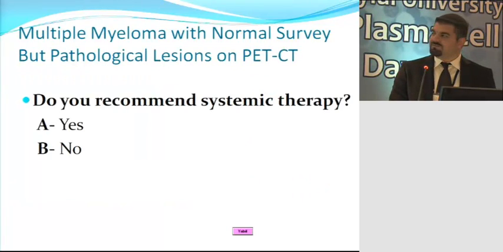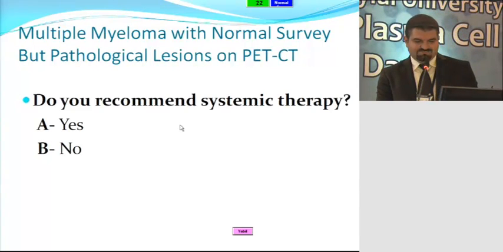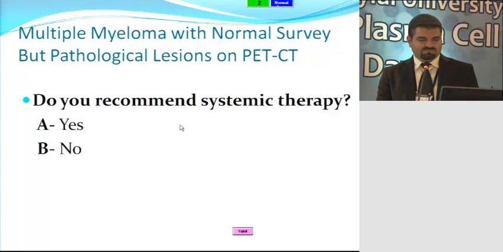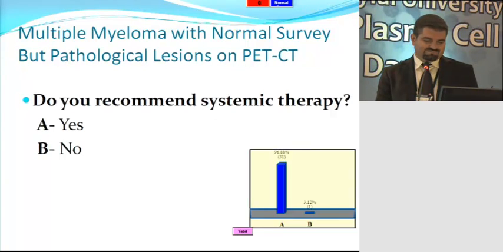And now, do you recommend systemic therapy? Let's vote, A or B. I would like to make one point clarified: do you think that these bone lesions, since they were there, need to be treated or not? Because there is no plasmacytoma as far as I can see from the PET-CT. I think we agree, 96% recommend systemic therapy. Our population likes to treat. Yeah, as us.